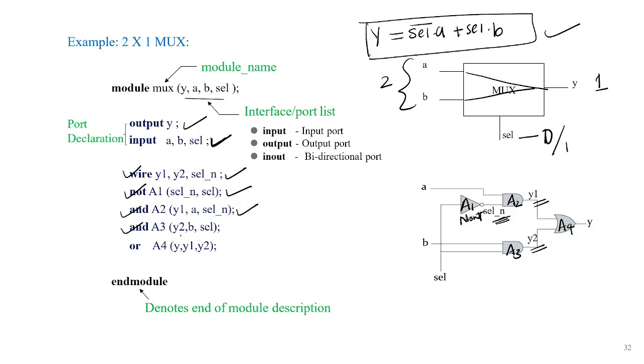So y2 is my output. Output is followed by inputs, in1 and in2, like that. The output is y2, and b, select are the inputs. Next, OR, instance a4. The output is Y, and the inputs are y1, y2, and then endmodule. So this is the 2x1 mux using GLM. GLM is nothing but gate level modeling.